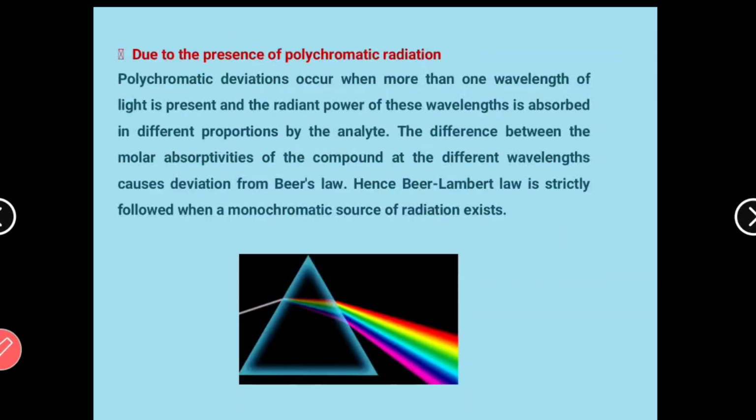Due to polychromatic radiation: polychromatic deviations occur when more than one wavelength of light is present and the radiant power of these wavelengths is absorbed in different proportions by the analyte. The difference between the molar absorptivities of the compound at different wavelengths causes deviations from Beer's law. Hence, the Beer-Lambert's law is strictly followed when a monochromatic radiation exists. That means we should use monochromatic radiation to obtain Beer-Lambert's law.